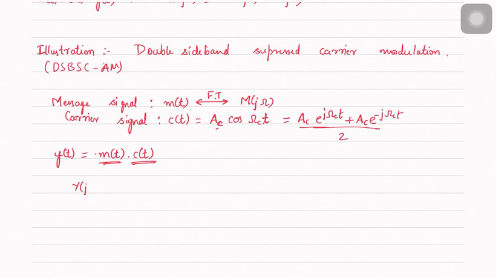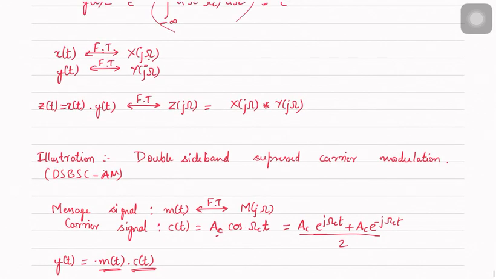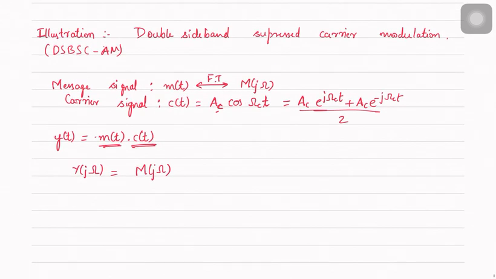And I also know the modulation theorem. So my Y of j omega has to be M of j omega. I am taking a product in the time domain, so in the frequency domain the spectrum is getting convolved. So it has to be this. The spectrum depends on the message, whereas the spectrum of a carrier is fixed, because I'm using a cos as a carrier.